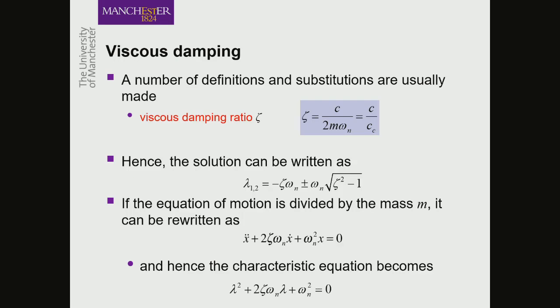So this is quite an important concept. Based on this, in addition, we now introduce a new parameter, the viscous damping ratio. We denote it with zeta. I think it is zeta. Do we have any Greek friends here? I think it is zeta anyway. Or xi. Okay, good, thank you.